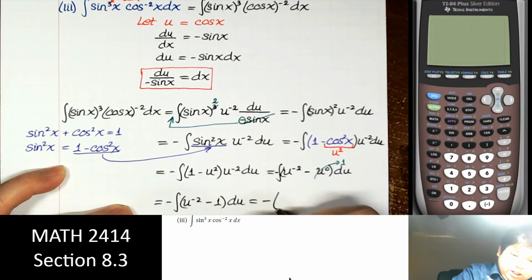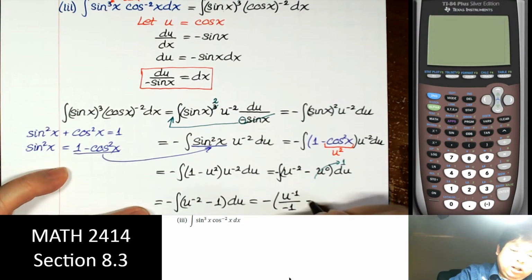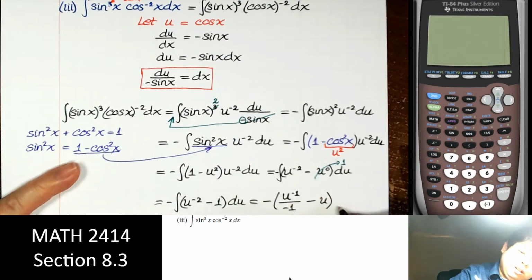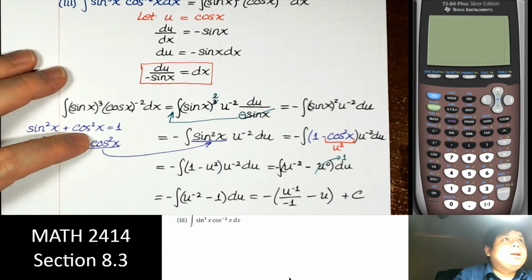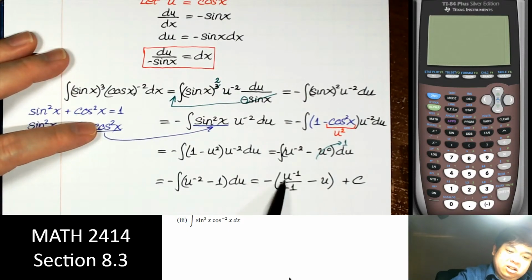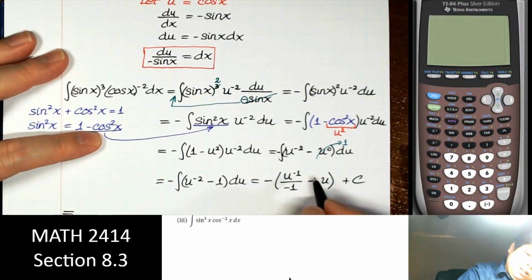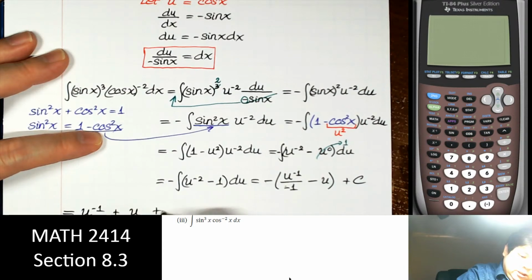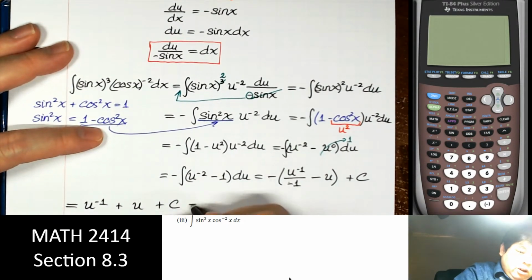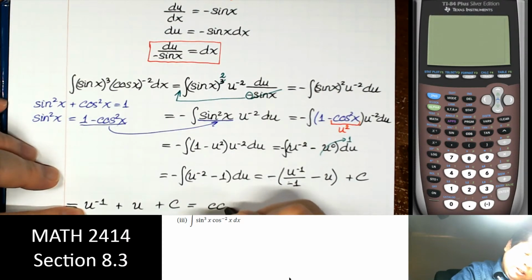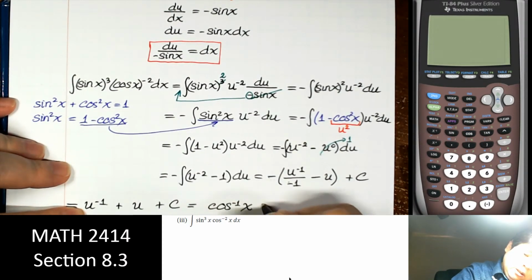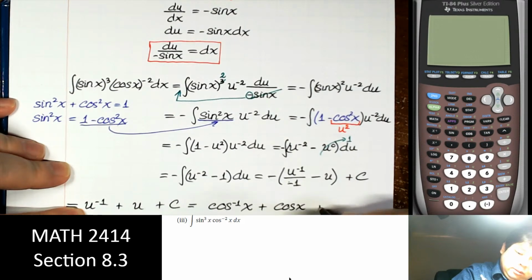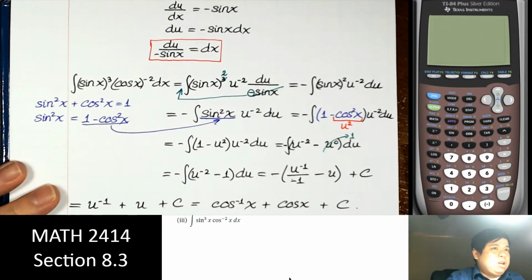So the integral of u to the negative 1 divided by negative 1. Integral of 1 is u plus c. And finally, distribute the minus. Negative and negative cancel out. Negative, negative. And finally, u is cosine of x. Right, so that's what we have.